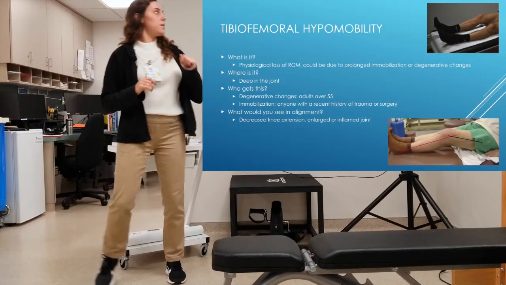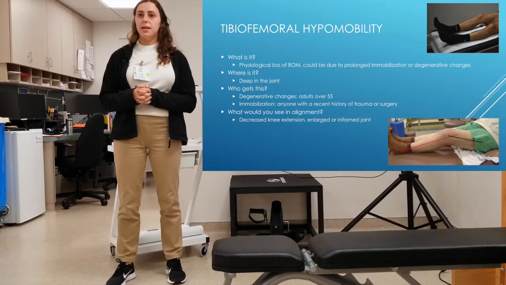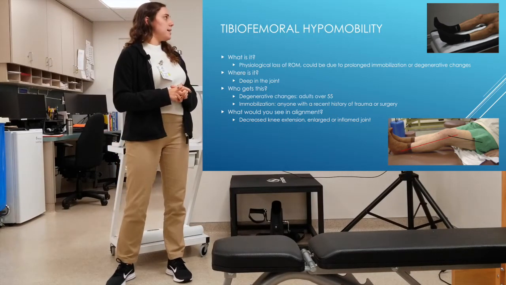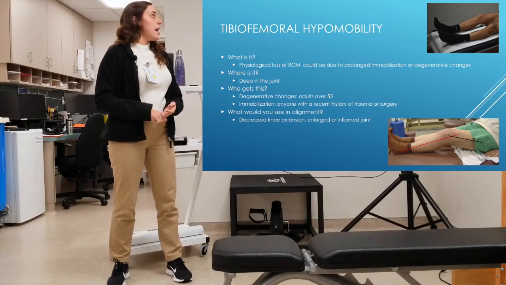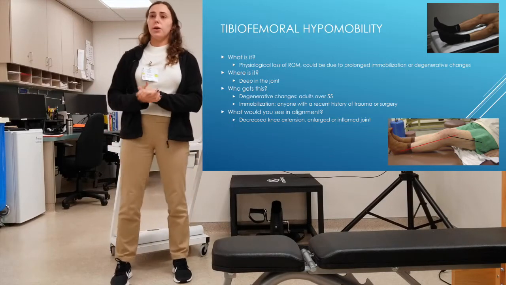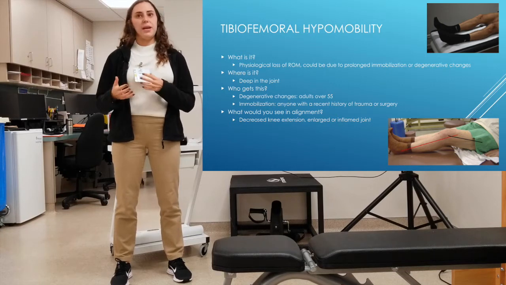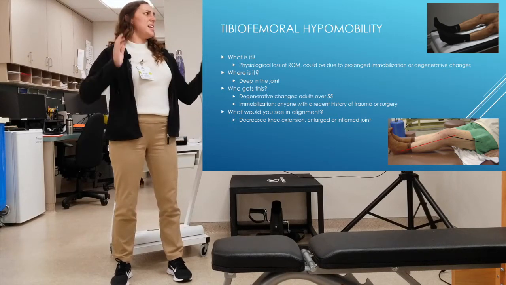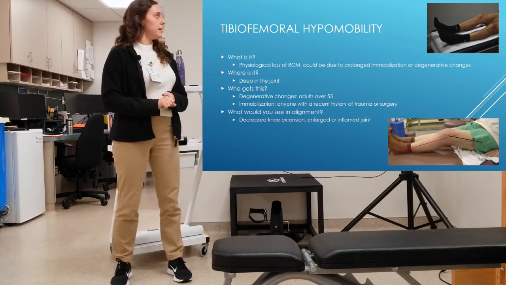Okay, so the third diagnosis is tibiofemoral hypomobility, and there are two different paths that this can present as. In both of them, you're just going to see that loss of range of motion at the knee. And it could either be due to immobilization, so more like surgical, or it could be due to degeneration. So that's typically patients over the age of 55. You'll see more of that degeneration. But any age could have that immobilization if they've had a recent surgery or trauma or anything like that.